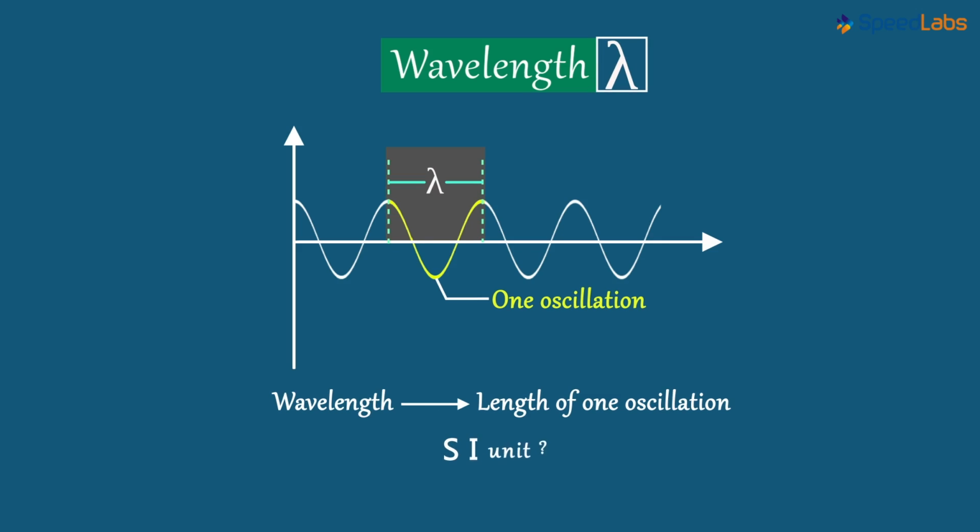What do you think will be the SI unit of wavelength? You should be able to guess this by now. Since it is distance, it is in meters. The word wavelength also has the word length in it. So it's nothing but the distance.